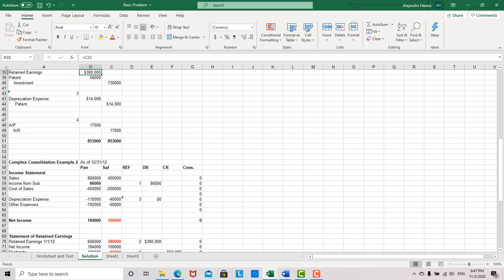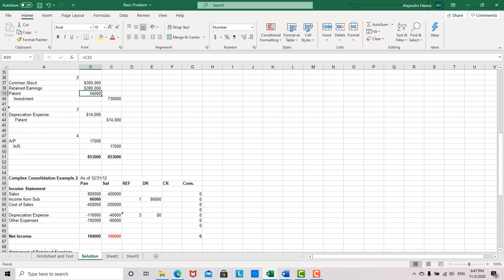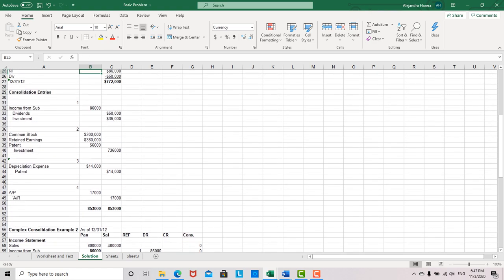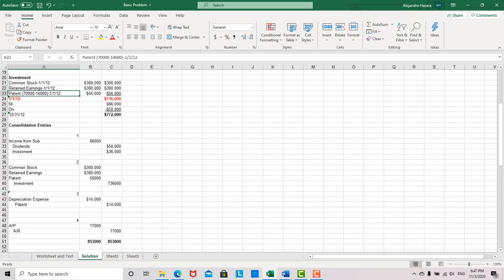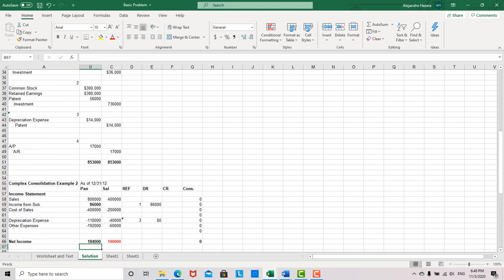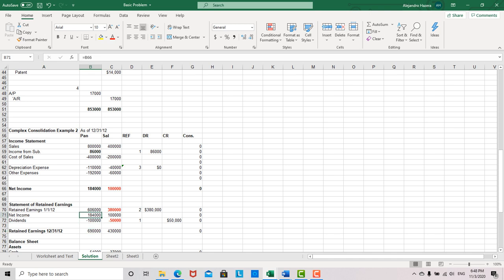And the final entry is that 56 is 70 minus 14, which is the same number as right there. But that 56 only reflects the 2011 amortization, because the company was purchased at 1/1/11. So we've got to record another $14,000 for the amortization. So we're going to have an entry 3 here. We're going to debit depreciation expense for $14,000.